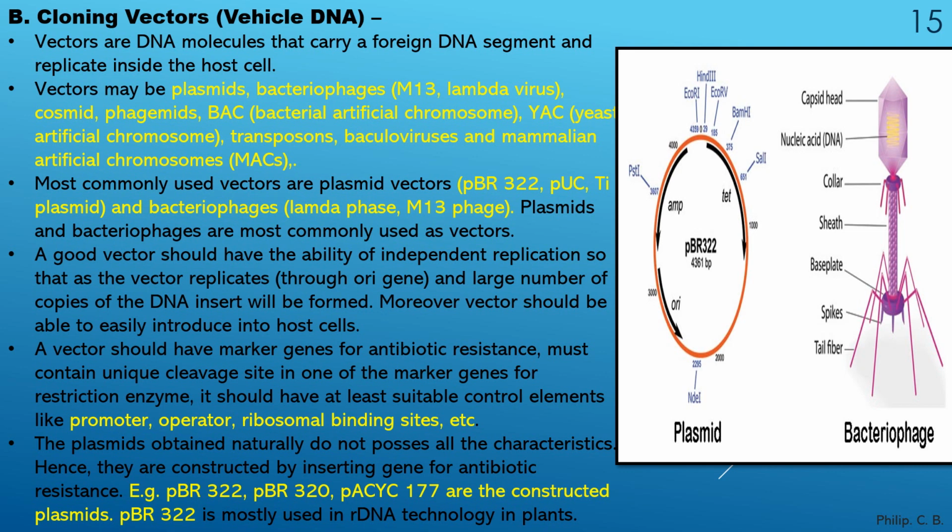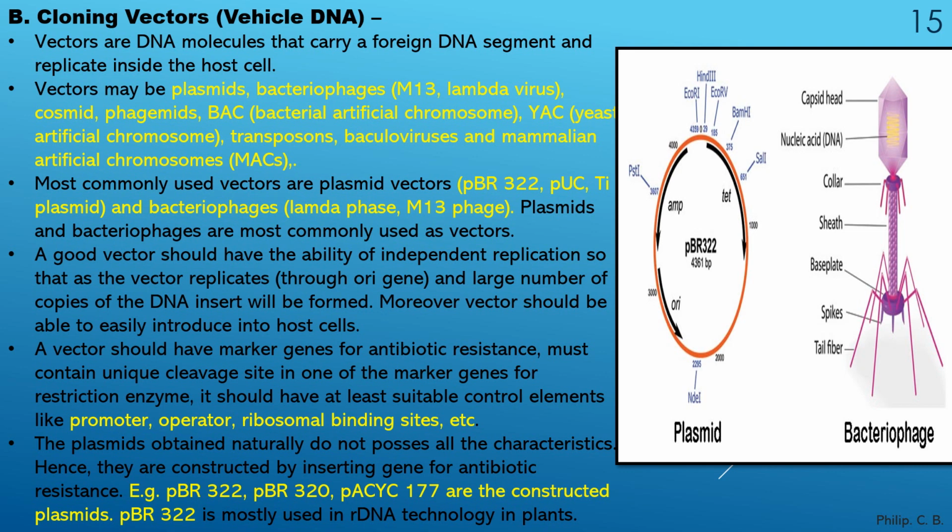Further, a good vector should have the ability of independent replication, so that as the vector replicates through the ORI gene, that is the origin part, a large number of copies of the DNA insert will be formed. Moreover, a vector should be able to be easily introduced into the host cell. A vector should have marker genes for antibiotic resistance, and must contain a unique cleavage site in one of the marker genes for restriction enzyme. It should have suitable control elements like promoter, operator, ribosomal binding site, etc.